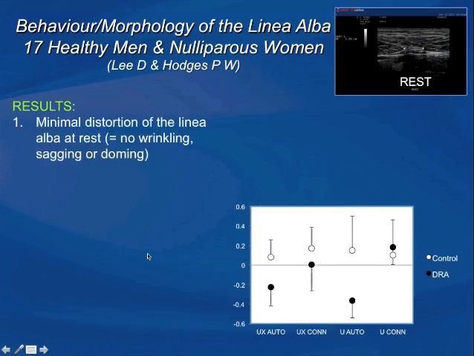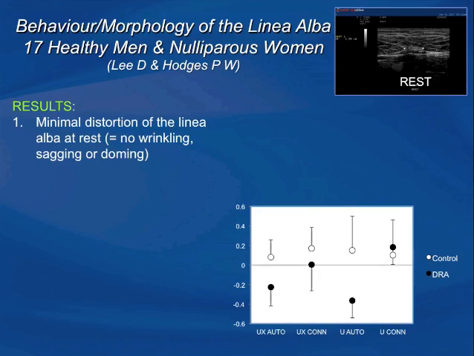Now, the results, well, as you would expect, there was minimal distortion of the linea alba at rest. So first of all, we could see a linea alba both at the U point, which was just above the umbilicus, and at something we called the UX point, which was halfway between the umbilicus and the xiphoid. So minimal distortion meant no wrinkling, no sagging, and no doming of the linea alba.